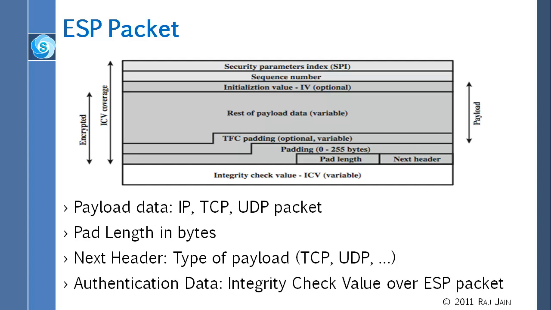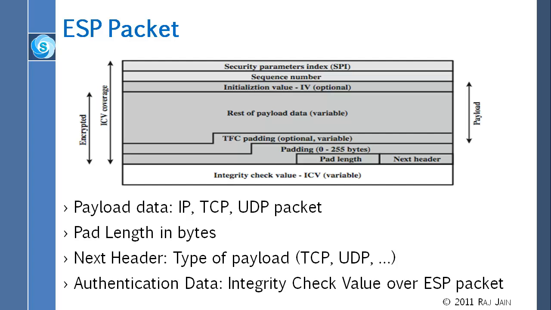So TFC padding is the traffic flow confidentiality padding. That is the padding you put simply to extend the length, not because you want to make it a multiple of 64 or 32. The second padding is to make it a multiple of whatever. Actually, it looks like it is a multiple of 256, because you can have a padding up to 255 bytes.